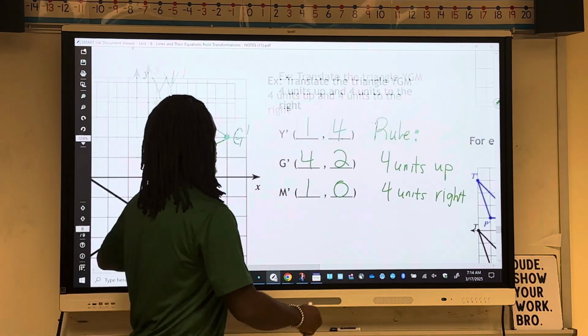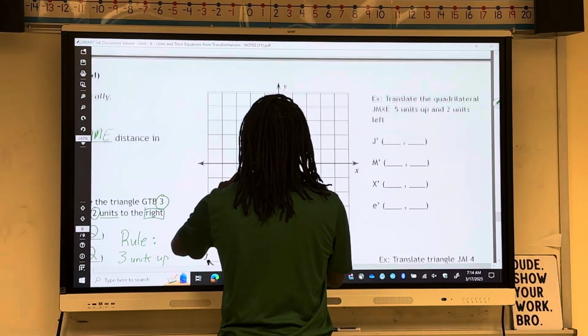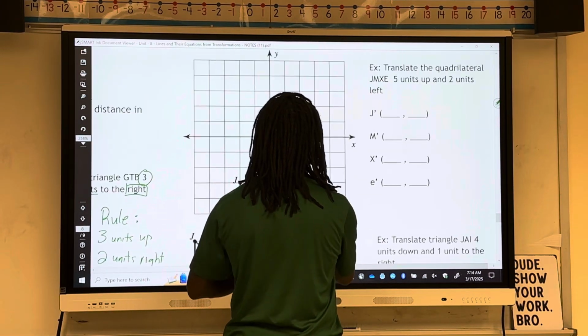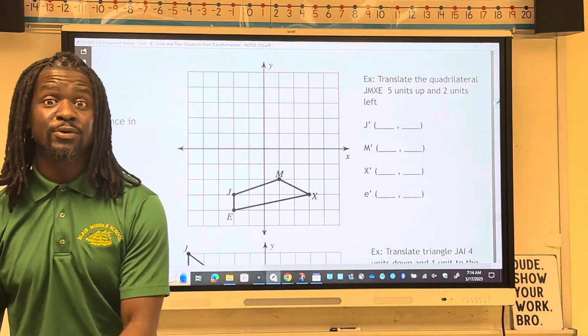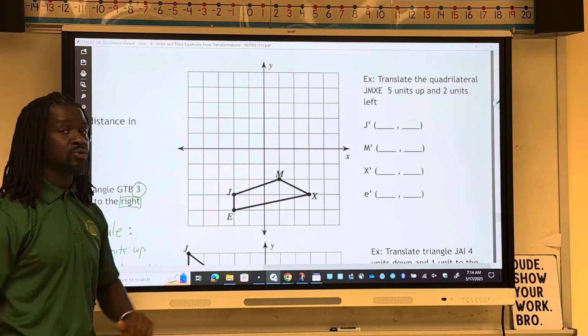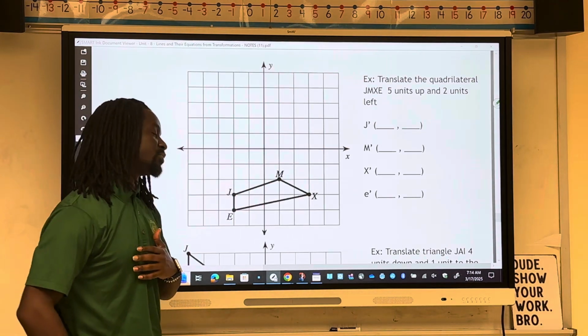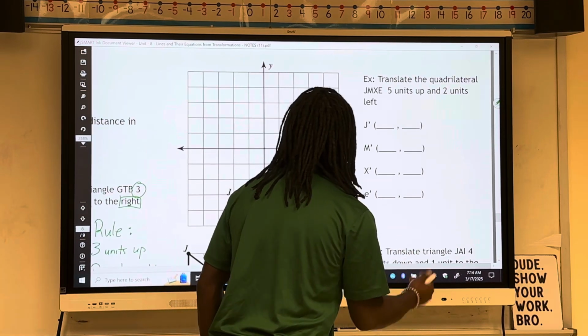All right. Let's look at a couple more examples. Again, if you did not pause it, I need you to listen. You can do this on your own. So make sure you pause the video and do the next 2 on your own, and then you can check it. All right, so translate the quadrilateral.